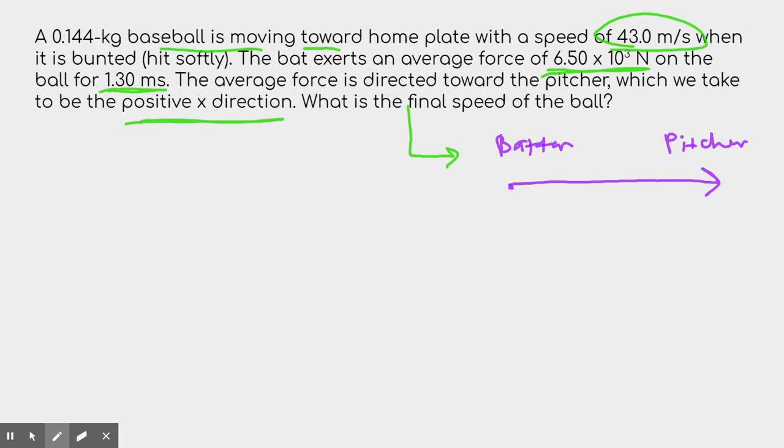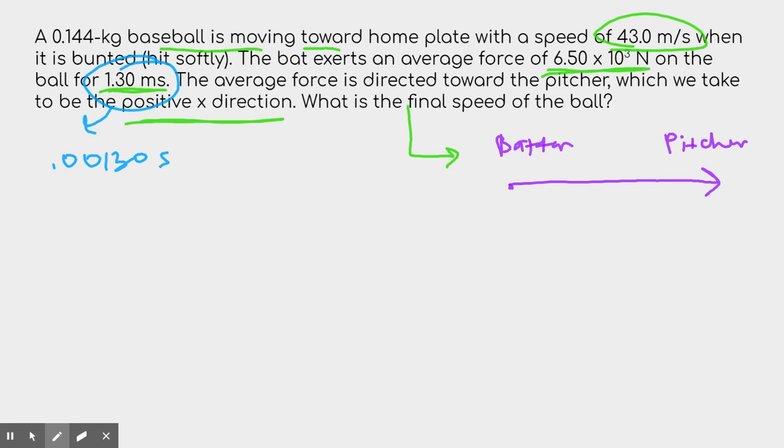So we know the mass, we know the initial velocity of that ball, we know the force, and we know the time. I hope that you immediately noticed that this time was given to you in milliseconds, and we're going to need to convert that to seconds, which would be 0.00130 seconds.